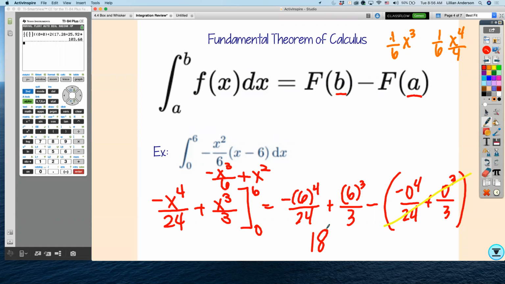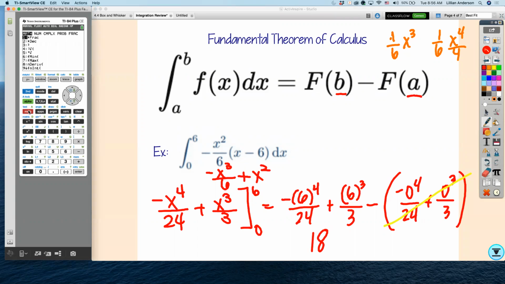Now, granted, this is the algebraic way. This is how you can show that the area is 18. In your calculator, there was another way to do this: by pressing the math button and going down to option 9. That allowed you to have an integral where you would fill in all of your information: 0 to 6, and your actual function of negative x squared over 6. Again, I got there by pressing math 9.